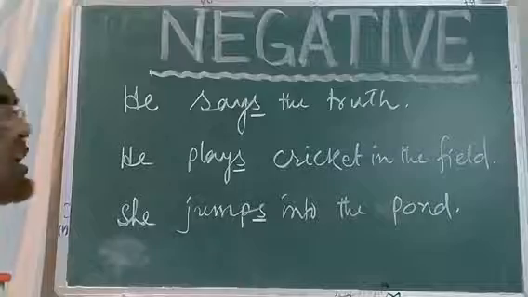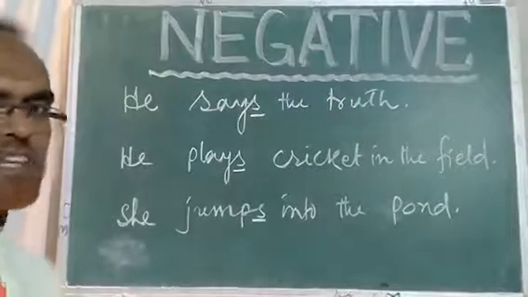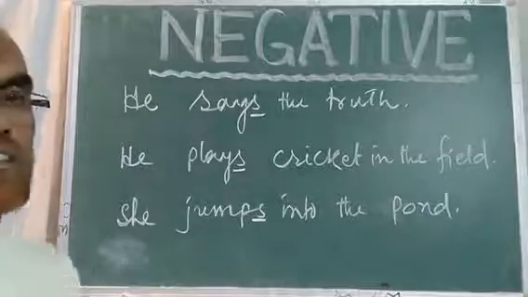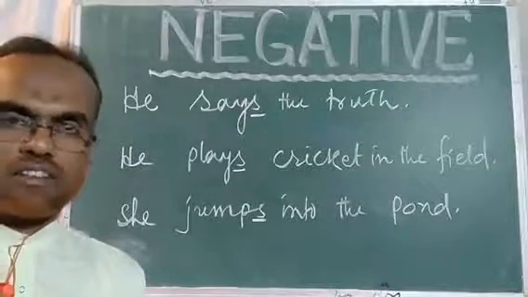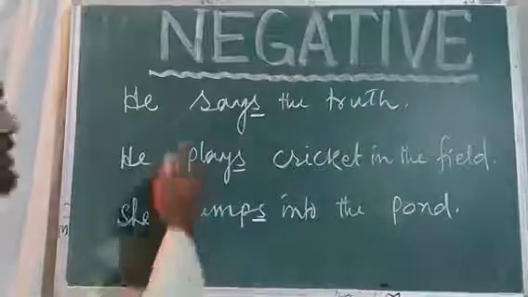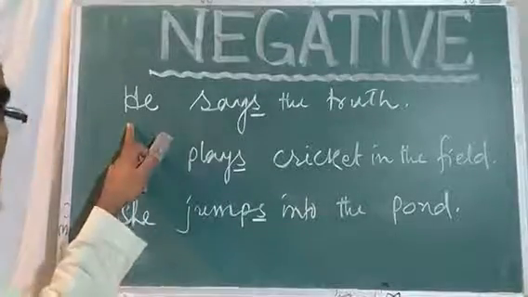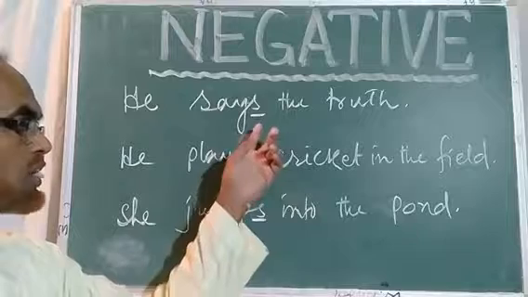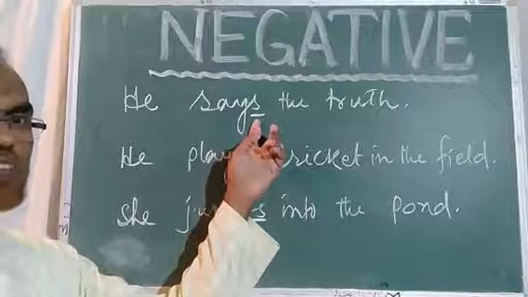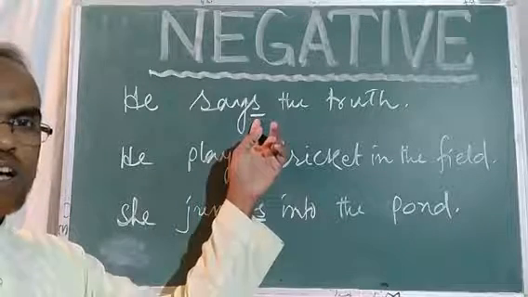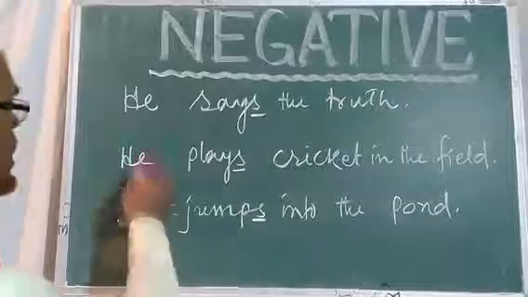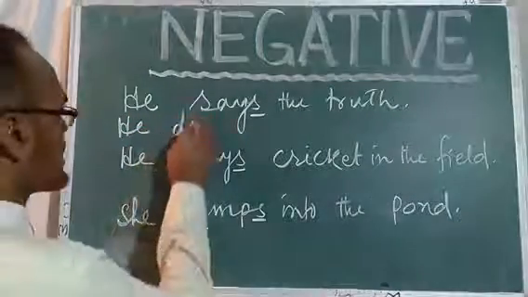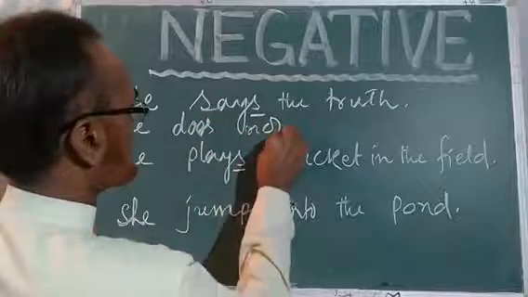Then what shall we do to make this sentence negative? We just have to add doesn't, that is does not, before the verb of the sentence and just after the subject of the sentence. And we have to remove s from the verb of the given sentence. That is, we have to write the subject, and after the subject, we have to write does not.